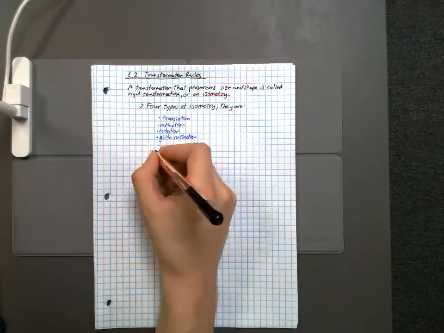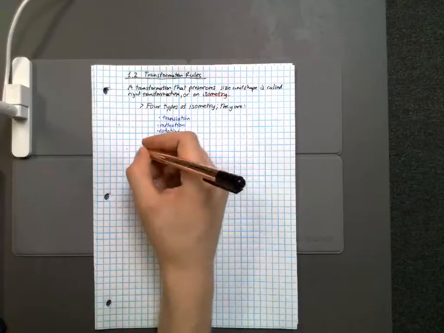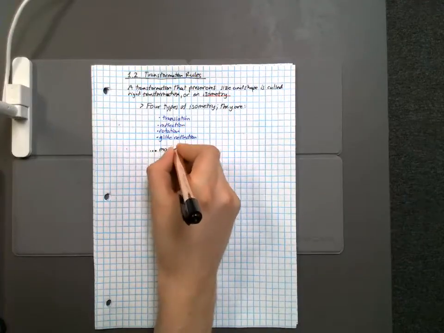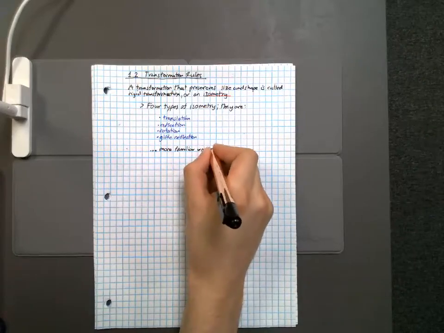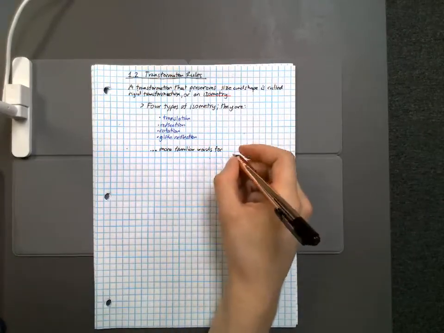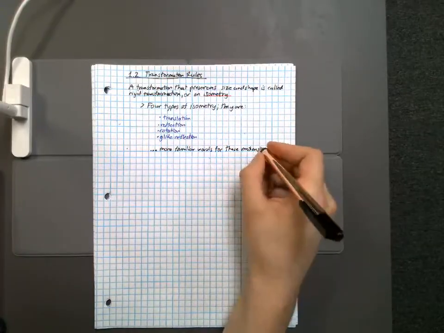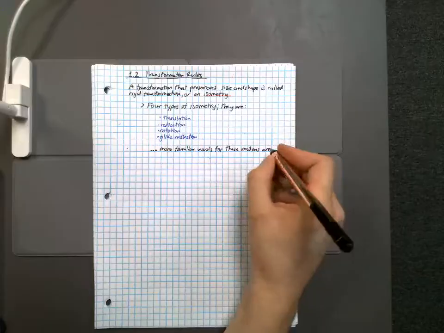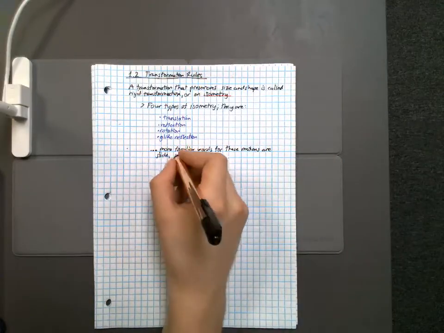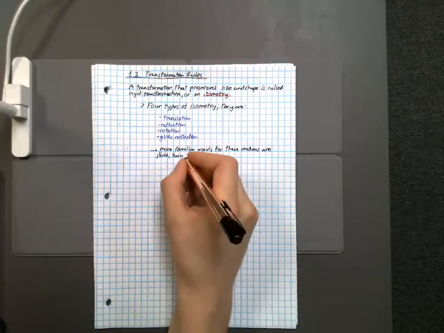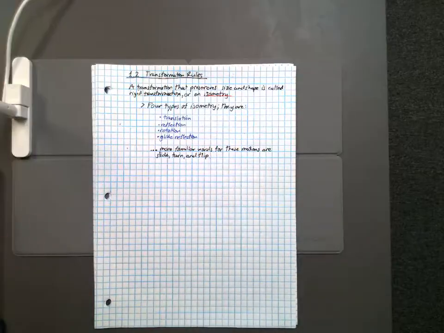And much like translation, where it had that slang term we used for it, which is called slide, there are other words that are more familiar. Right? Those words for these motions. And those words are slide, turn, and flip. Okay?